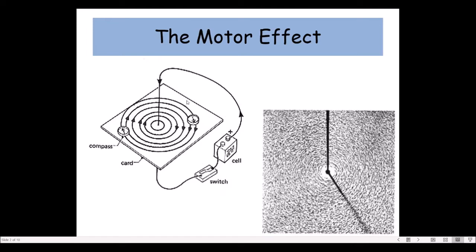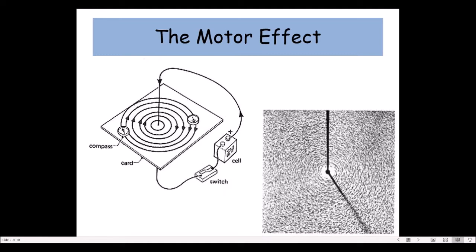And you might have seen the right-hand grip rule, which is a way you can remember the direction that this circular magnetic field is formed. The diagram on the right shows exactly the same thing, but using iron filings, and you can see the iron filings have arranged themselves into circles, showing that circular magnetic field around the wire.